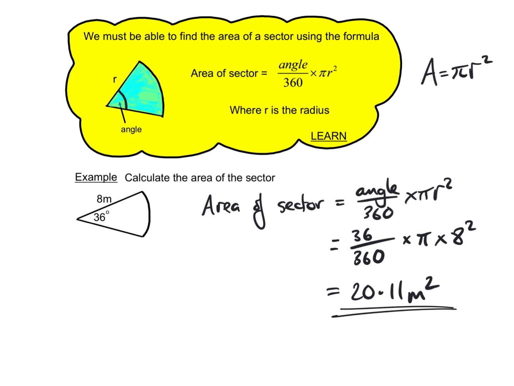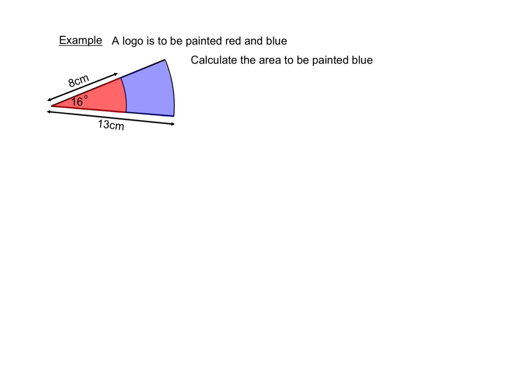So very straightforward. Let's go and look at a problem. So in this problem here, we have a logo to be painted red and blue, and we want to calculate the area to be painted blue. So what we're interested in is this little area here. Now we don't have a formula to find the area of a shape that looks like this blue part here, but what you'll notice hopefully is that we do actually have a sector here. We have in fact 2 sectors.